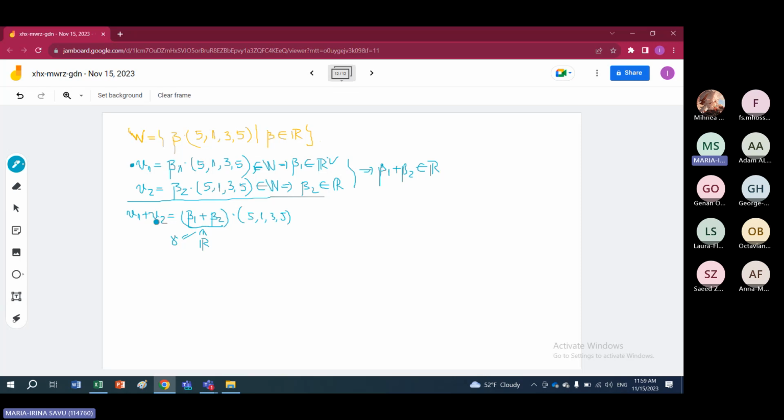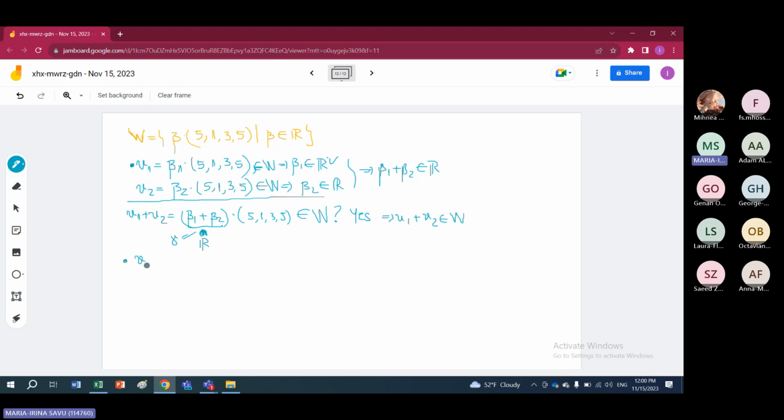Is this vector in W? Yes, of course, because you have a number times (5, 1, 3, 5). All the vectors from W are written as a real number times (5, 1, 3, 5). So, yes, this is in W. So you have that V1 plus V2 is in W.